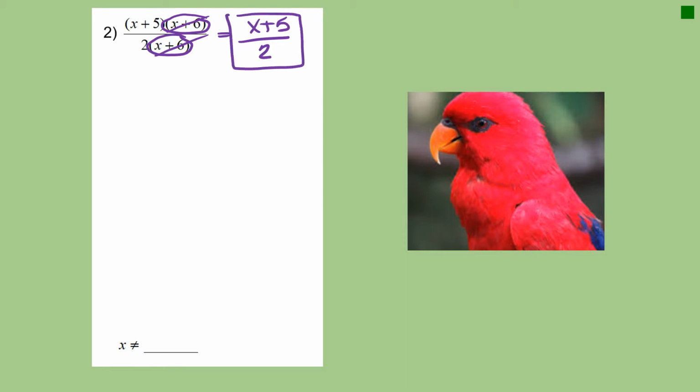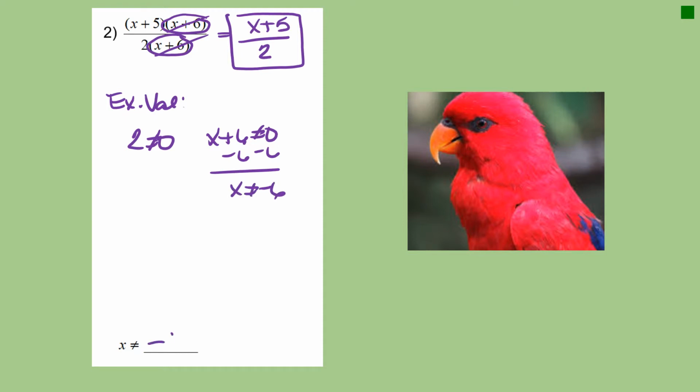The question is, what are my excluded values? I can say 2 can't equal 0. Yeah, who cares? And I can say x plus 6 can't equal 0. Subtract the 6. x cannot equal negative 6. That's my excluded value. Again, if I put it in the denominator, I get 2 times 0 in the denominator. I get 0, which is undefined.